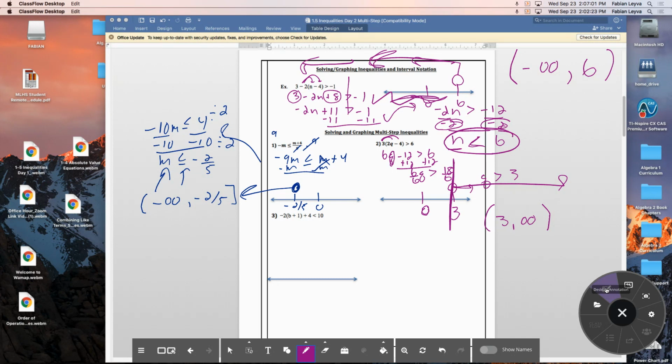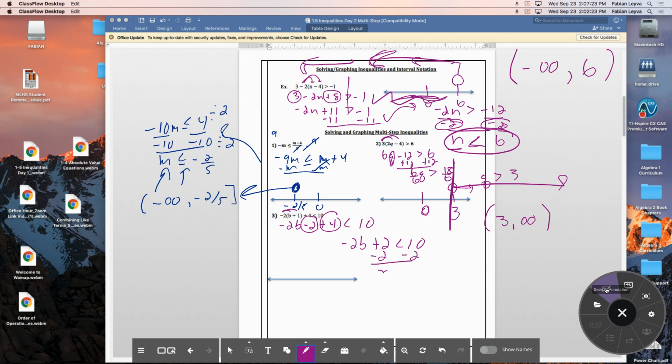All right, last but not least, let's solve for this one right over here. Remember, the first thing I recommend is always distributing. You end up with negative 2b minus 2 plus 4 is less than 10. Now, let's combine my terms. So I have a negative 2 and a plus 4. So that means negative 2b plus 2 is less than 10. Then minus 2 on both sides.